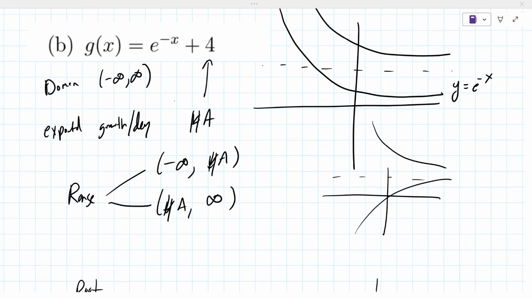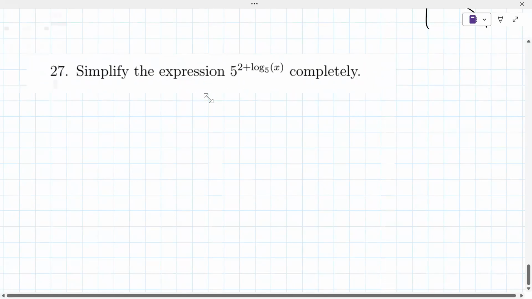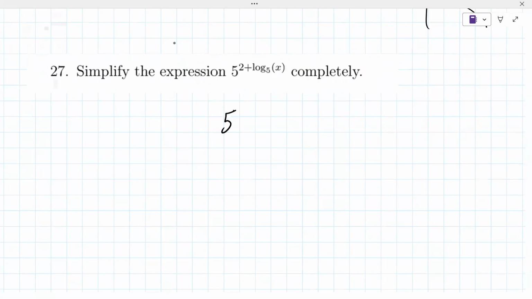Oh, can we do 27 real quick? I kept making some dumb mistake and I can't figure out what the dumb mistake is. Okay, yeah, let's take a look. Simplify the expression completely. It's very simple, but I keep somehow messing it up. All right. So this becomes 5 squared times 5 to the log base 5 of x.